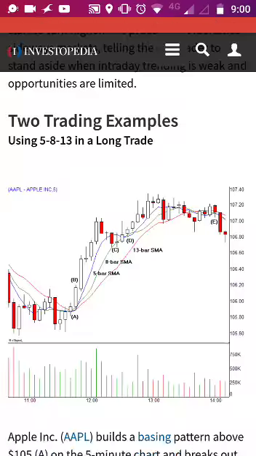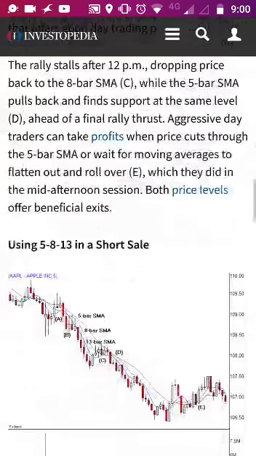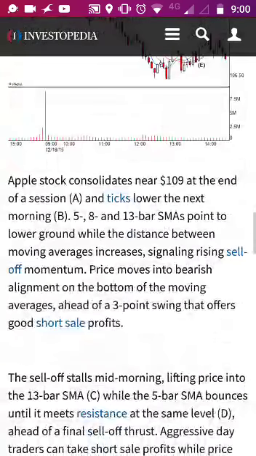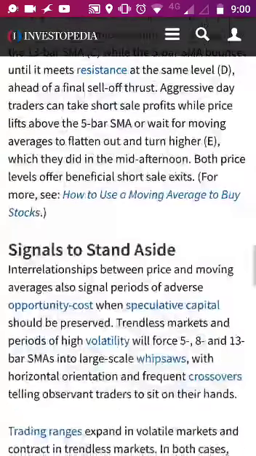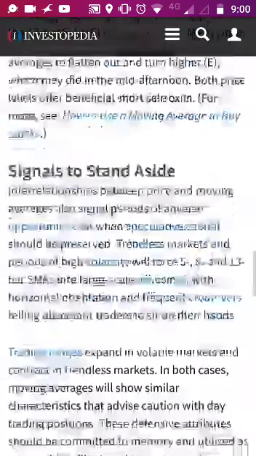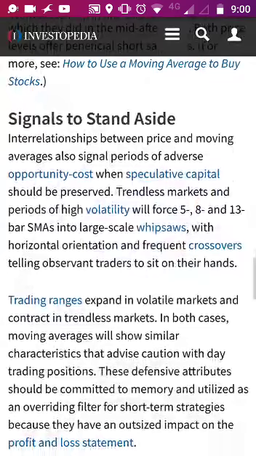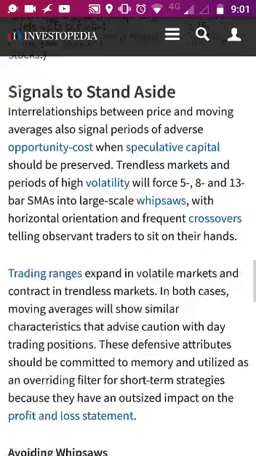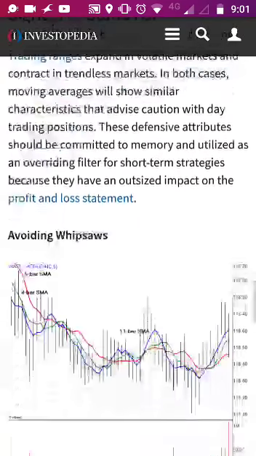So, signals to stand aside. Now, interrelationships between price and moving averages also signal periods of adverse opportunity cost when speculative capital should be preserved. Trendless markets and periods of high volatility will force 5, 8, and 13 bar simple moving averages into large scale whipsaws with horizontal orientation and frequent crossovers, telling traders to sit on their hands.